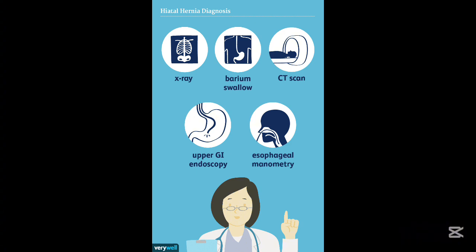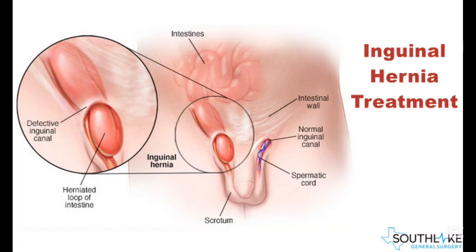So how do you manage it? You can divide it into conservative management and definitive management. For conservative management, this is where you observe with watchful waiting, especially if the hernia is very small and asymptomatic. And then for definitive management, this is the one that will mainly involve surgery.